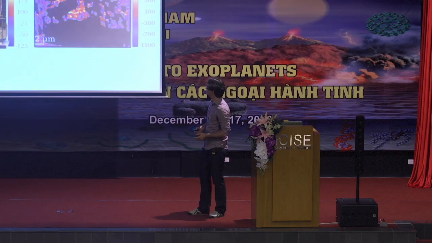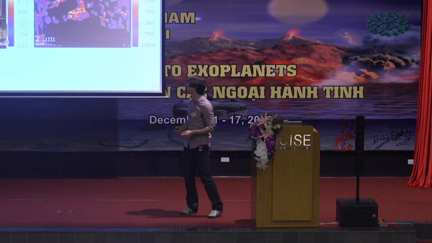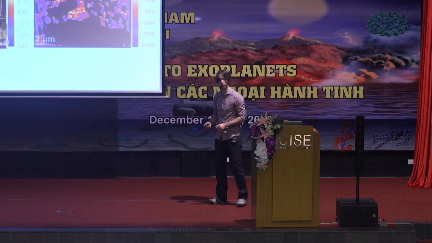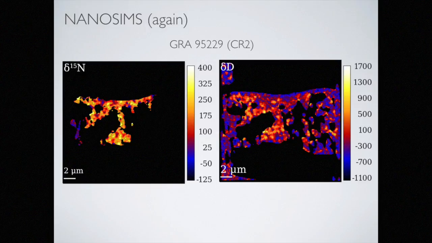All right, here's another section. This is from GRA 95229, another CR chondrite. And same feature again. What I forgot to mention is here also note that the vein is very homogeneous. There's not a lot of variation in isotopes within the vein. And we see the same here as well. It's a little blobby. That's just because of the signal. It's not very strong here. But enrichment in nitrogen-15 and enrichment in deuterium here as well.